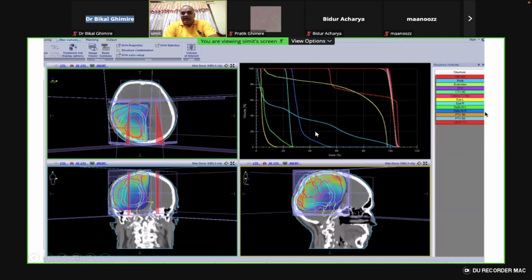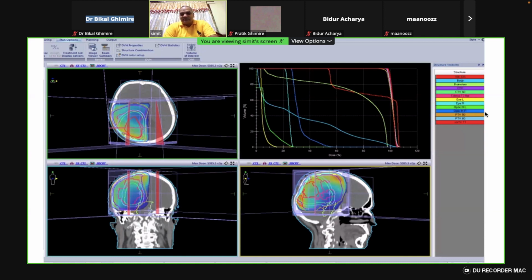So we know accurately how much in this patient, because the brainstem is near, so we want to know how much the brainstem is getting. So when we are convinced that everything is under control, because every organ has its limited dose which we should not exceed.